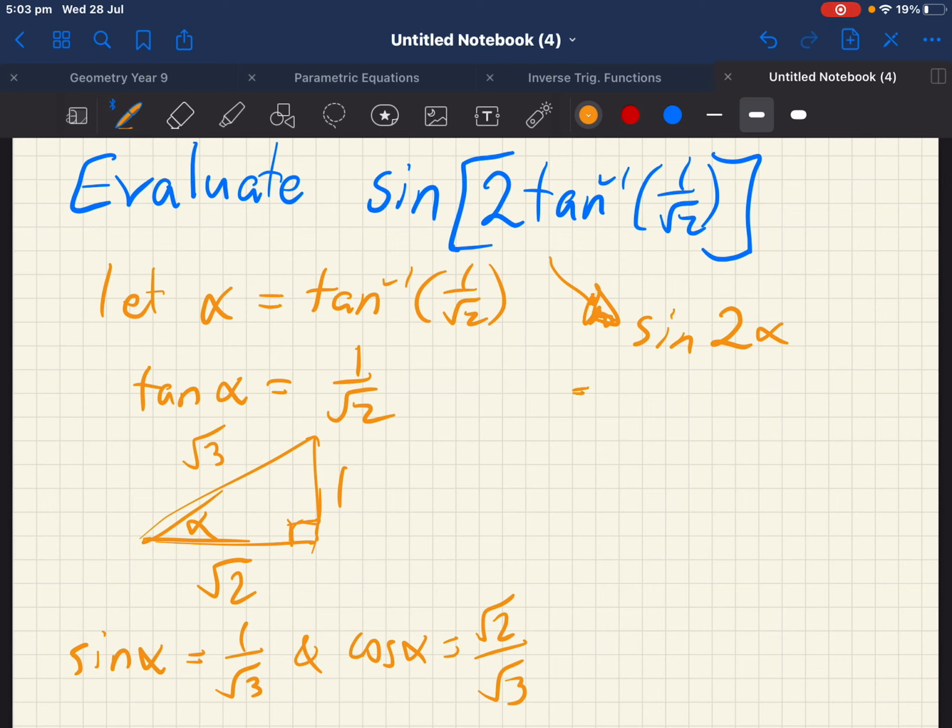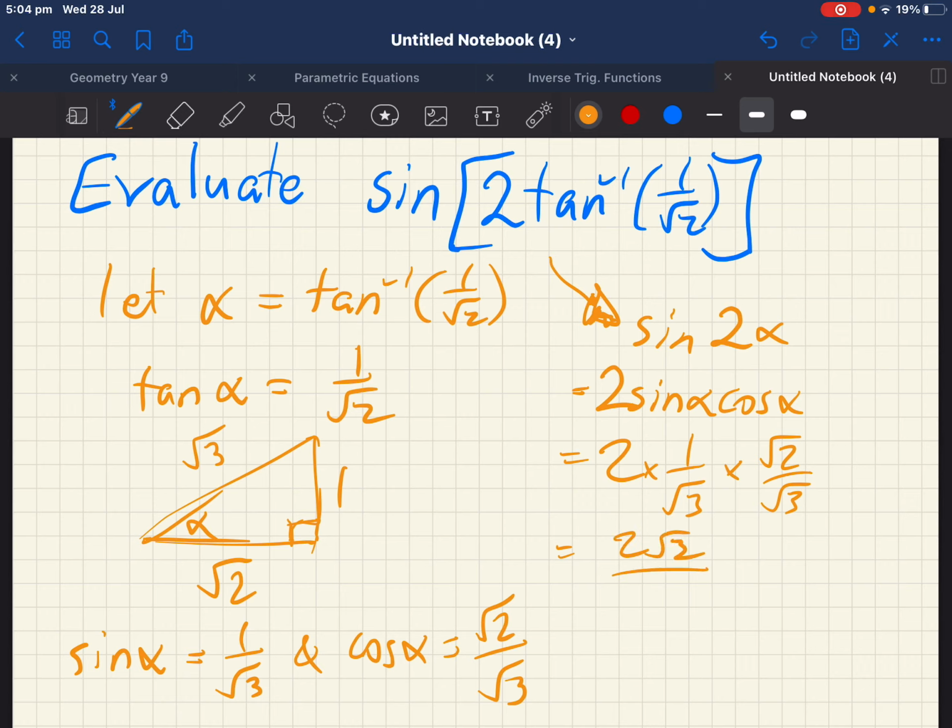And we know from double angle results, the double angle result for sine would be 2 sine alpha cos alpha, and check it out. We've already worked out what sine alpha is. It's 1 on root 3. And the cos alpha is root 2 on root 3. And there you go, pretty cool question. So you end up with 2 root 2 all over 3 in the end. And that's the value of that question there.